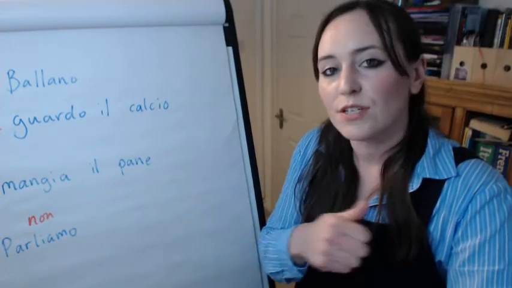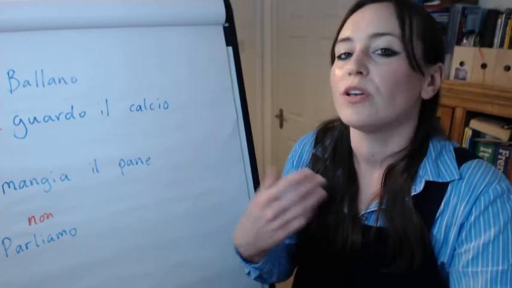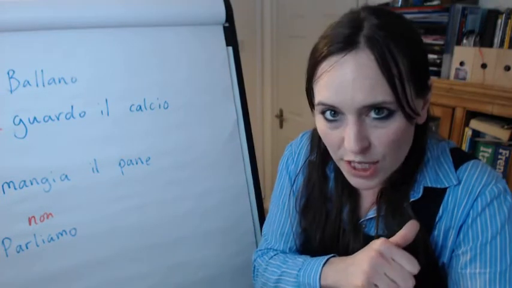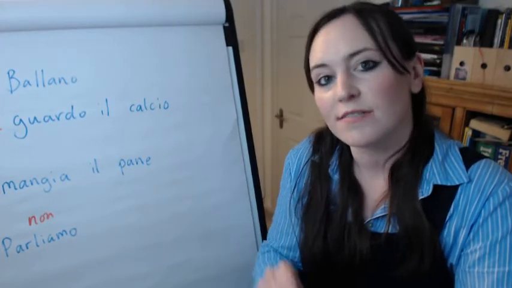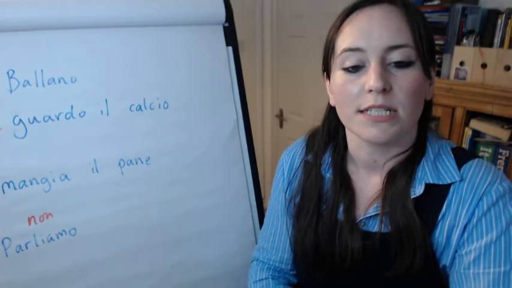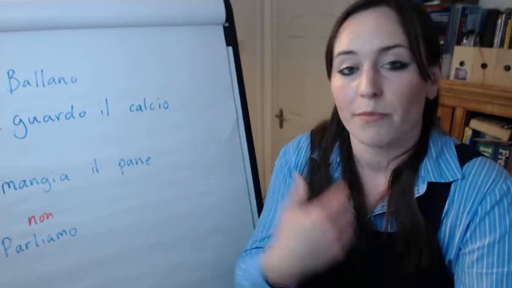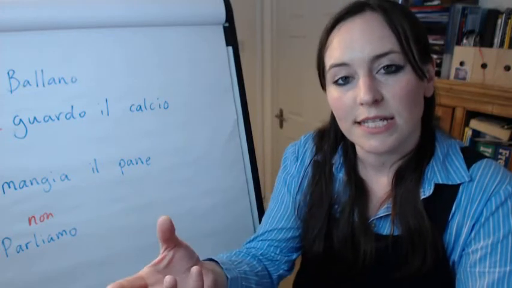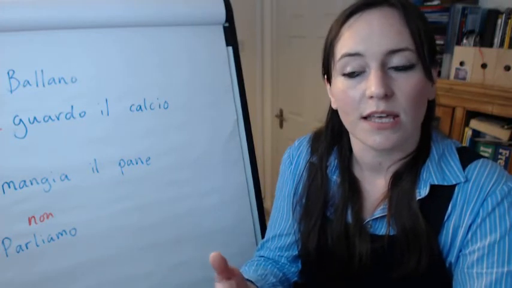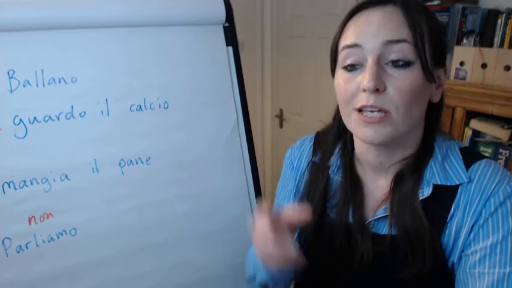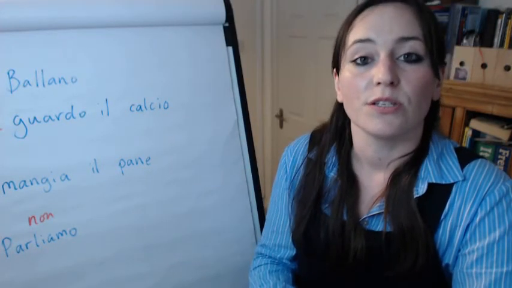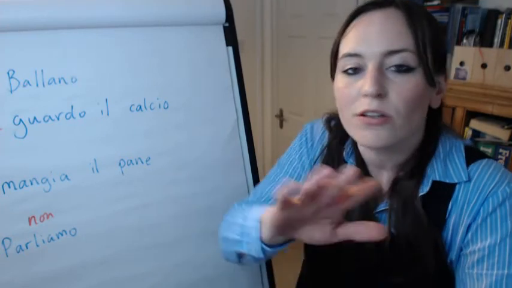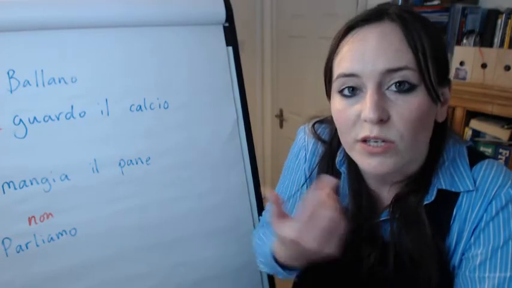So you don't have to use io, tu, lui, lei, noi, voi, loro in front of a verb, but you do have to conjugate the verb. You need to know the endings of that verb, and those endings like parlo, parli, parla, parliamo, parlate, parlano will tell the listener or the person you're addressing who the subject is. Okay, you can add the subject pronoun to emphasize or to clarify. No, pago io. Non pagate voi, pago io. Pago io, okay?